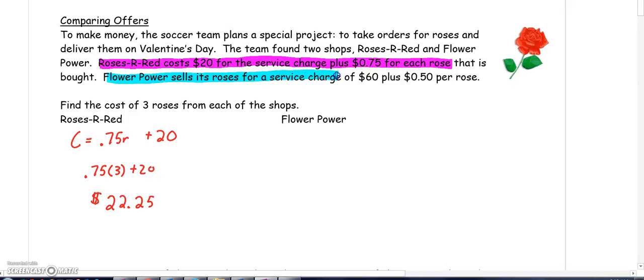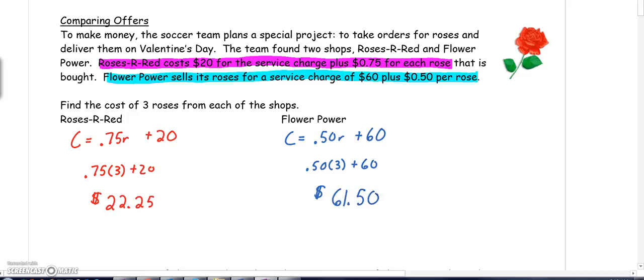The second company is Flower Power. Flower Power is selling its roses for a service fee of $60 and 50 cents per rose. So again, I'm going to have cost equals 0.50 R, so it's 50 cents per rose, plus $60. That's a one-time fee for working with the company. So if I want to buy 3 roses from that company, I have 0.50 times 3 plus 60. I enter that in my calculator, and I get $61.50.